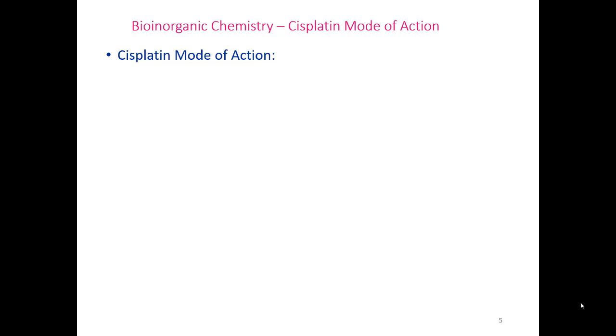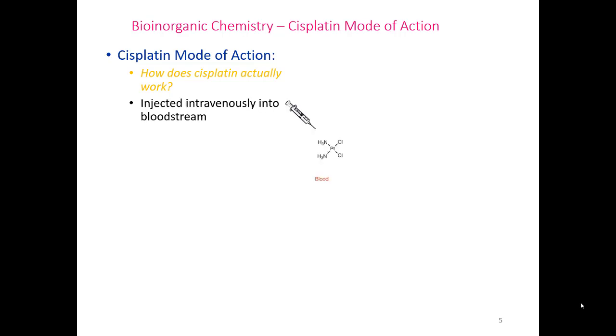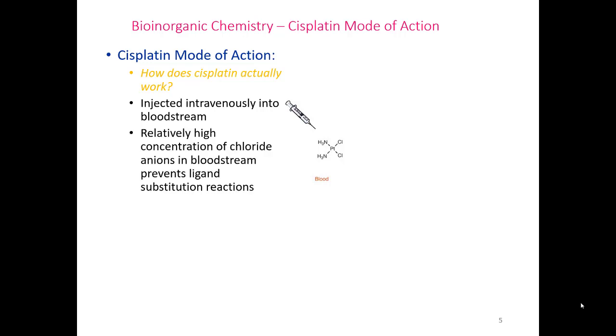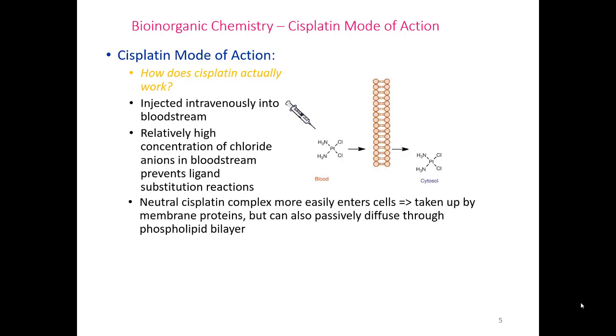So we know that cisplatin is a good chemotherapy agent. But how does such a simple transition metal complex kill cells? First off, cisplatin is injected intravenously into the bloodstream where its structure remains unchanged. The chloride ligands are somewhat prone to substitution, or are somewhat labile, and you should be able to explain why using the trans effect, but in the bloodstream there is a relatively high concentration of chloride anions. This prevents chloride substitution according to Le Chatelier's principle. This keeps the cisplatin neutral, which helps with diffusing across the phospholipid bilayer of cells.